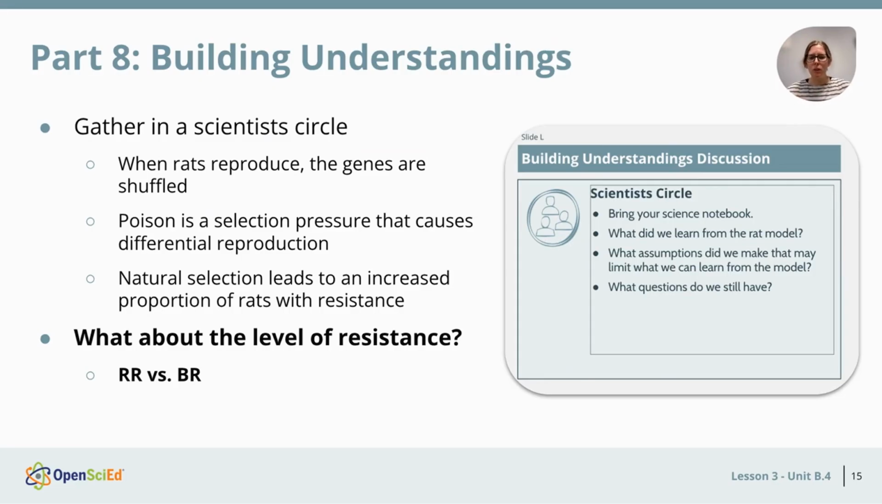And again, we're listening for these ideas: that when rats reproduce, their genes are shuffled, that there is one allele from the first parent and one allele from the second parent. And that poison is a selection pressure that is causing the differential reproduction. The rats that are resistant are reproducing more. And that natural selection leads to an increased proportion of rats with resistance. And then what usually gets brought up in the scientist circle is, what about different levels of resistance? Is there a difference between a rat with RR genotype versus BR?